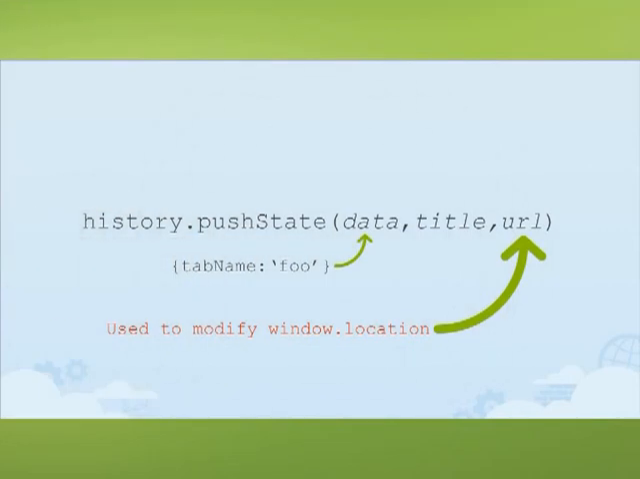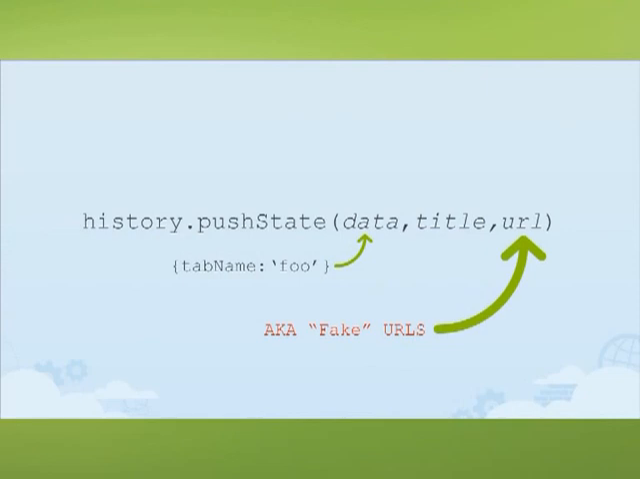The URL is the neatest one. This is what's really cool about this: you're able to modify your window.location or your URL without a page refresh. And you can put whatever you want here. Since you can put whatever you want here, I actually call these fake URLs, because you can put any text there you want. It doesn't mean there's actually a resolvable page there, which can get you in trouble.